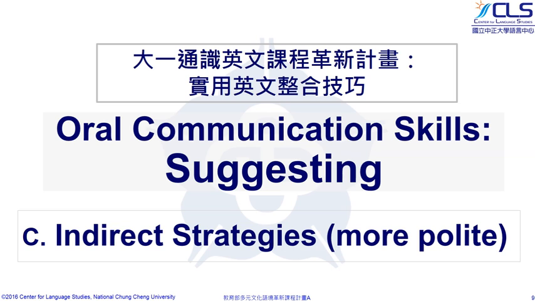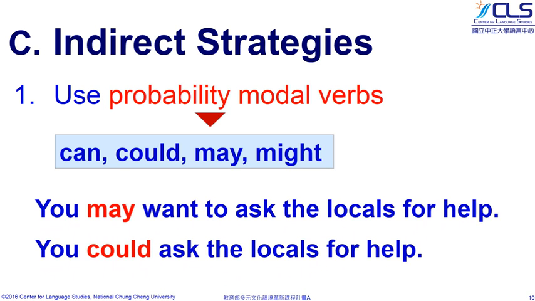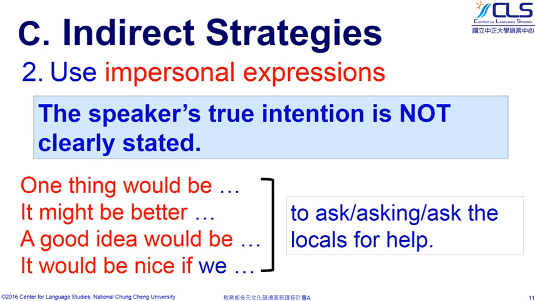Now let's look at indirect or more polite strategies for making suggestions. The first strategy is using probability modal verbs, including can, could, may, and might, as shown in the examples. Note that using could and might would make the suggestions even more polite. The second strategy is using impersonal expressions, in which the speaker's true intention is not clearly stated, as the example shows.